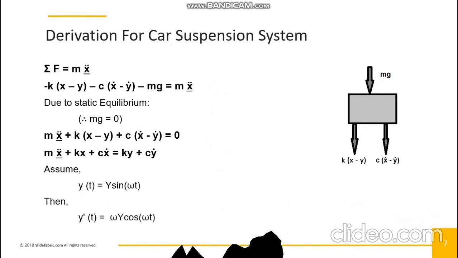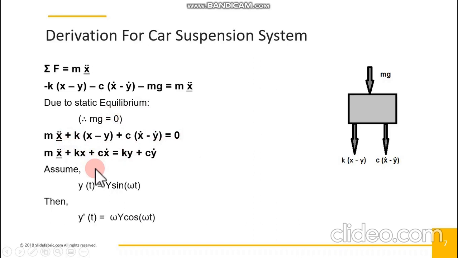Now coming towards the derivation for the car suspension system. According to Newton's second law of motion, the sum of all forces is equal to the mass times acceleration of the car. There are three types of forces acting on the car: number one is its weight, number two is the spring force, and number three is the damping force. I have incorporated all these values in this equation. I have ignored the weight due to static equilibrium, so the equation can be written as you can see here.